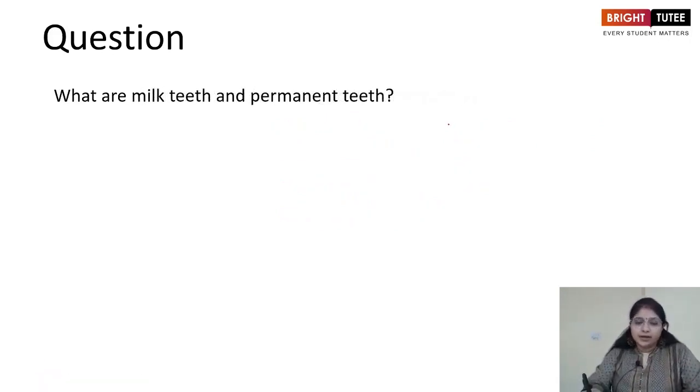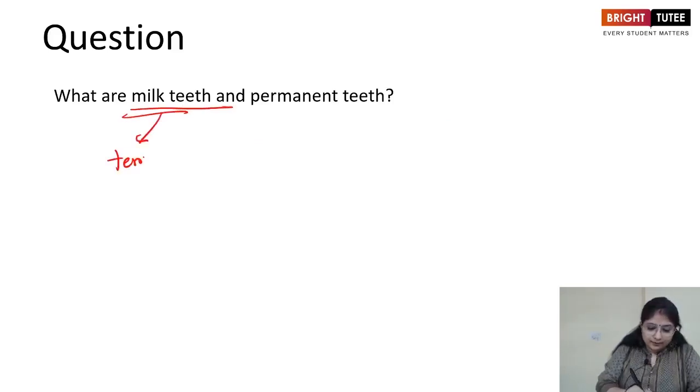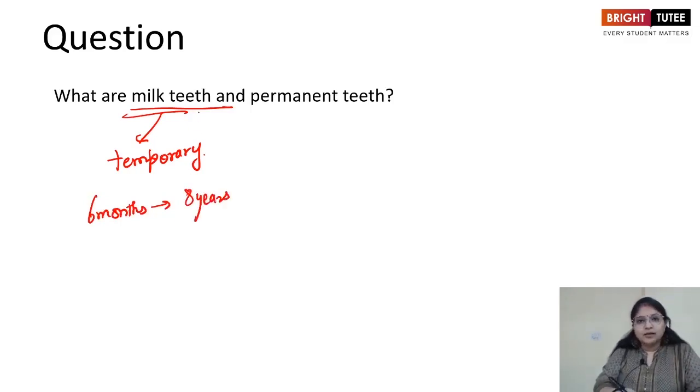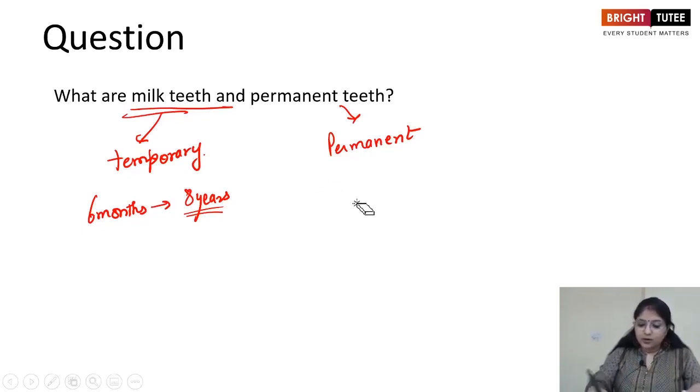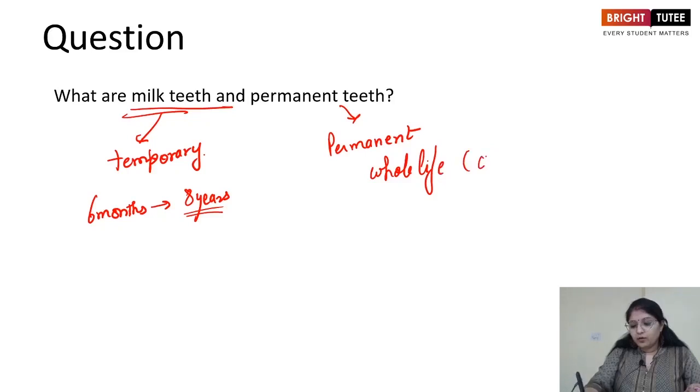What are milk teeth and permanent teeth? So, milk teeth are your temporary teeth, and this is usually from infancy, that is from 6 months to about the age of 8 years. Right, all of the milk teeth, they usually fall off at 8 years of age. Then the permanent teeth are the set which are, as the name suggests, permanent, right? And they start coming at the age of 8 years when the teeth start falling. So milk teeth are replaced by the permanent teeth, and because they are permanent, they are present in the mouth for your whole life or till the old age, right?